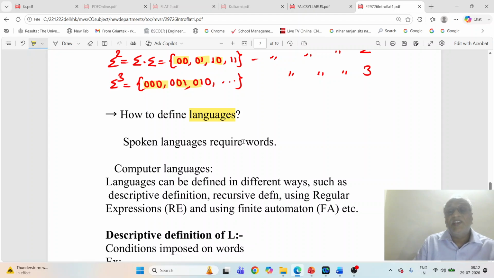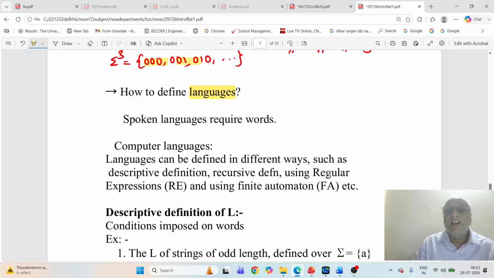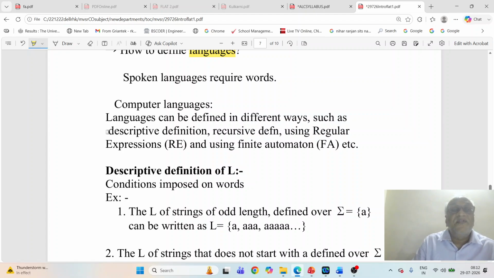A computer language can be defined in different ways. One way of defining the computer language is descriptive definition. The other way is recursive definition. The other way is regular expressions. And the other way is finite automata. So what is the importance of finite automata? It is used to define the language. What is the importance of regular expression? It is used to define the language. What is the importance of descriptive and recursive definition? They are used to define the language.